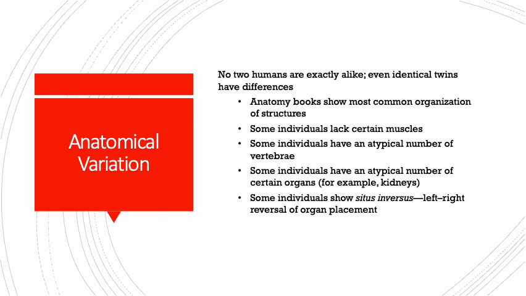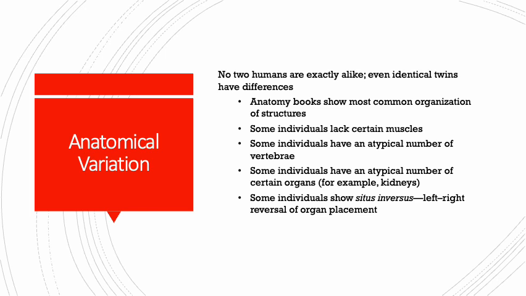So in anatomy books, when we see the human body, it shows the most common organization of structures, or the normal organization of structures. Okay, so in some situations, there can be things where certain people lack muscles. People have different numbers of vertebrae. People have atypical organs or a typical number of organs, meaning they're missing organs, they have extra organs, the organs are in the wrong place, they're shaped wrong, they're small, they're large. There's a lot of variations that can happen with that.